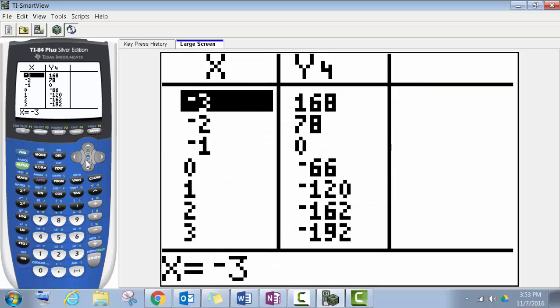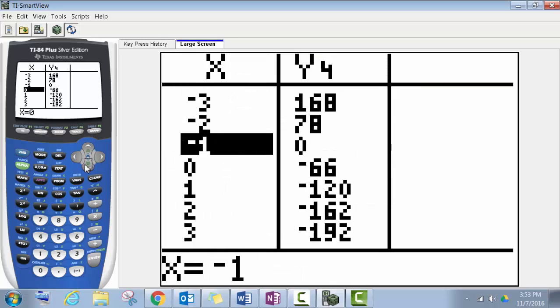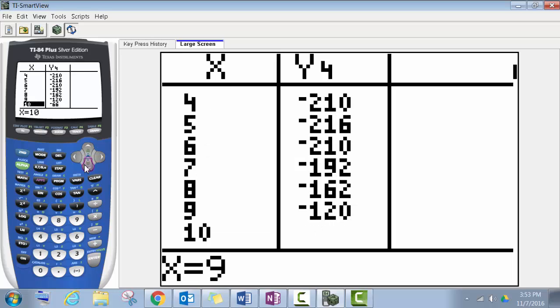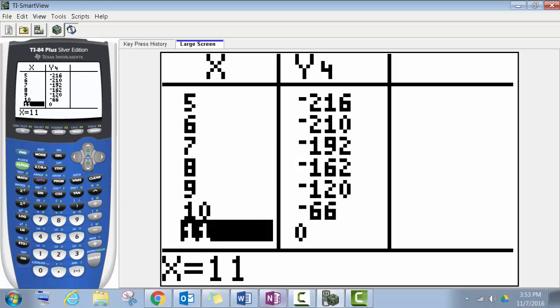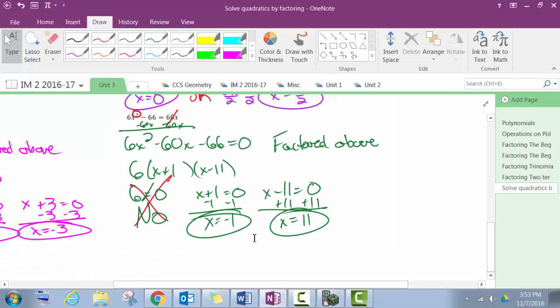Now I can use my function and go here, or I can go to the table. I'm going to go to the table. So -1, that's a 0, and 11, that's a 0. So it all works out. We did it correctly. Yay!